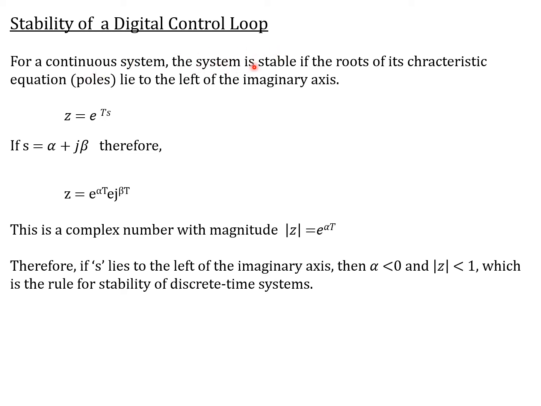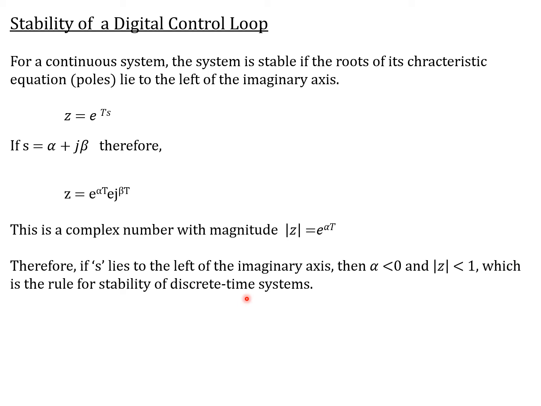In terms of stability, as I said before, we look at the characteristic equation. For a continuous system, the system is stable if the roots of its characteristic equation lie to the left of the imaginary axis. The relationship is Z equals e to the power of T S. If we put S in terms of the real and imaginary parts, we get Z in this form, a complex number with magnitude e to the alpha T. If S lies to the left of the imaginary axis, which makes the system stable, then alpha has to be negative. And if alpha is negative, then the magnitude of Z has to be less than 1, which is the rule of stability in discrete time systems.